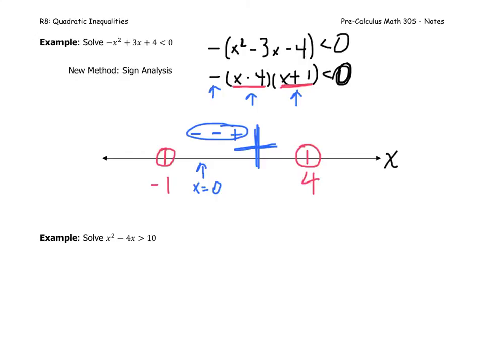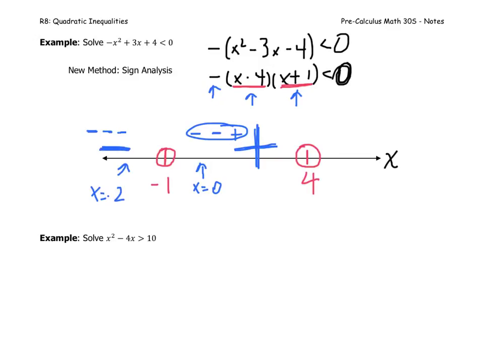Okay, try something else. Let's see, x equals -2. Well, the first factor is definitely negative. The second one, x minus 4, well, that'll be negative. And the third one, x plus 1, well, that'll be negative too. So I have a negative times a negative times a negative. Well, that's definitely negative.